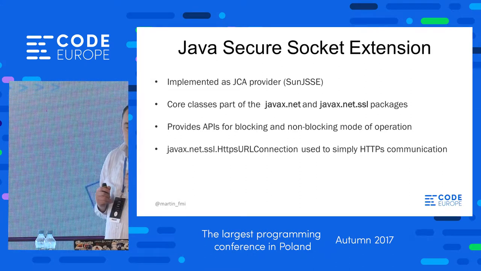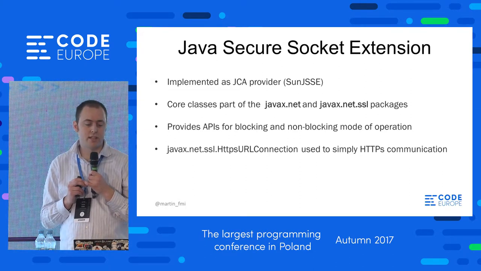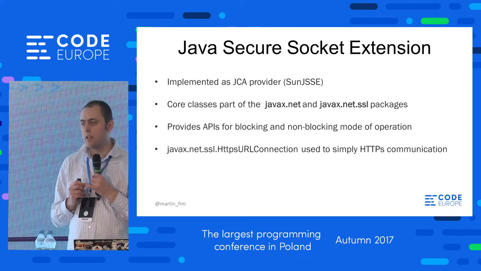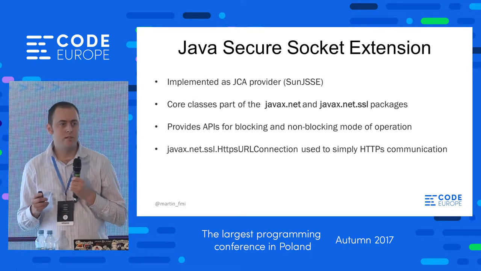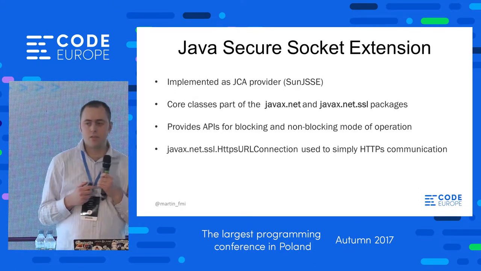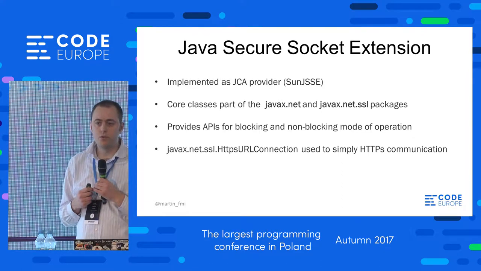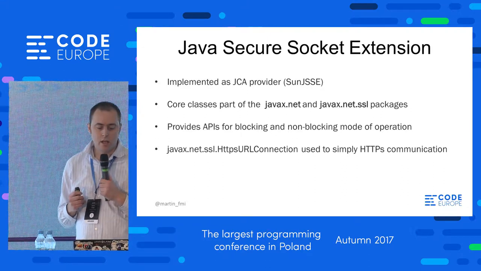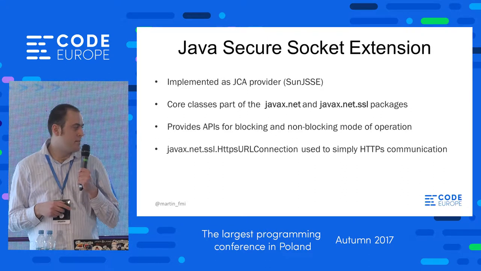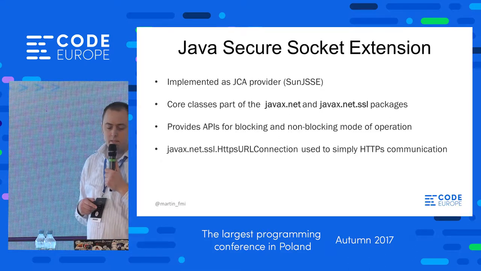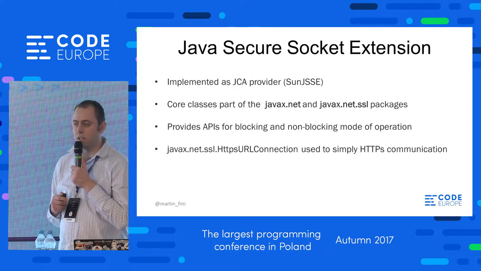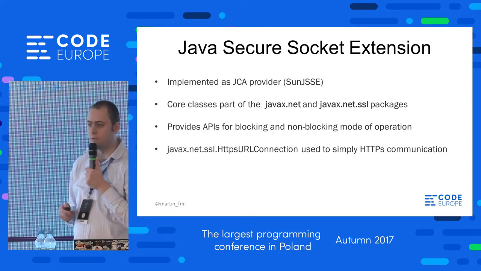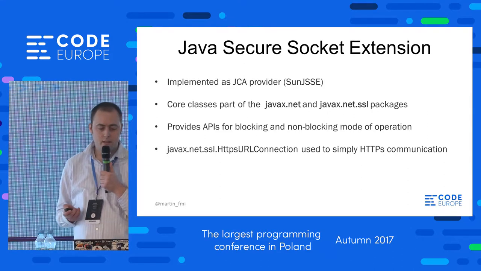Basically, the JCA provider, which implements the Java Secure Socket Extension, has APIs for blocking and non-blocking modes of operation. And the non-blocking mode of operation is not that used in practice because it's much more complex. People tend to use third-party libraries to establish non-blocking TLS communication. We also have an API called HttpsURLConnection, which is specifically used to establish communication with HTTPS endpoints, HTTPS being, of course, HTTP over TLS.